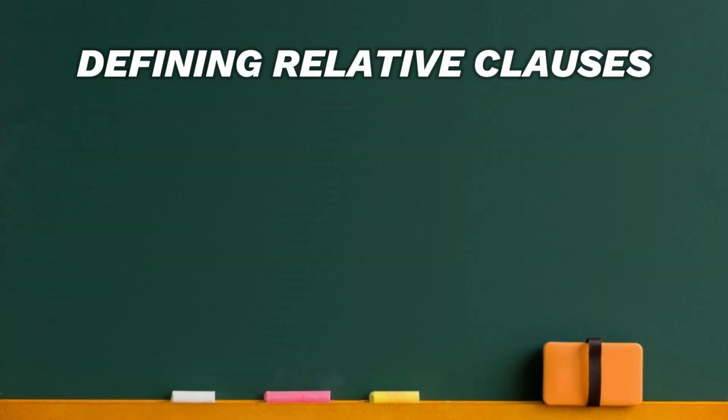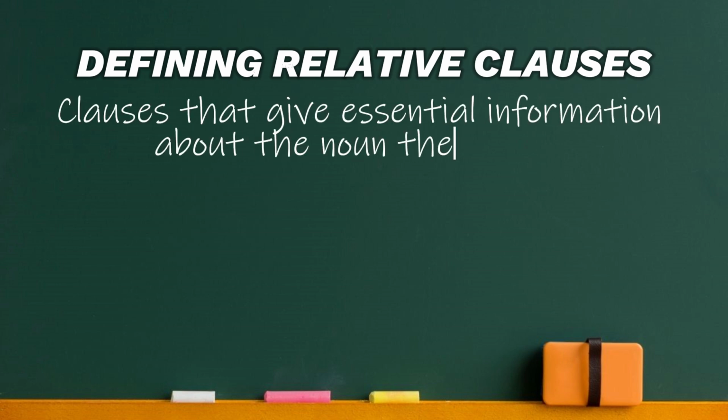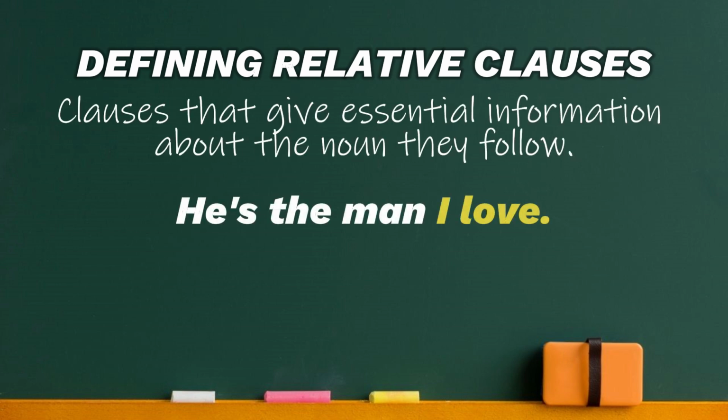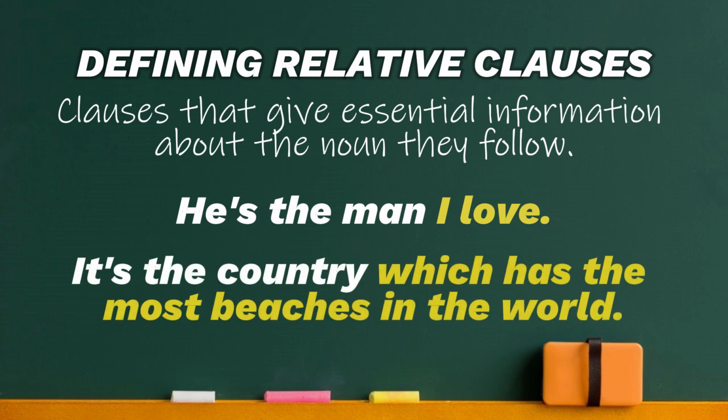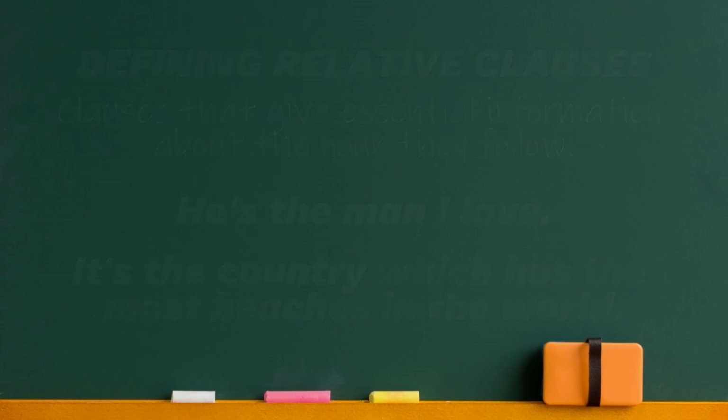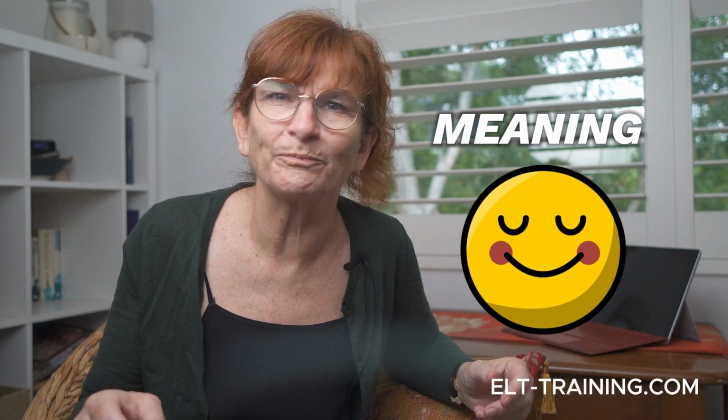The target language here is defining relative clauses, those clauses that give essential information about the noun they follow. He's the man I love. It's the country which has the most beaches in the world. The meaning of these clauses is pretty self-evident and learners very rarely have problems understanding them. But the form, when they need to produce them, is pretty tricky.